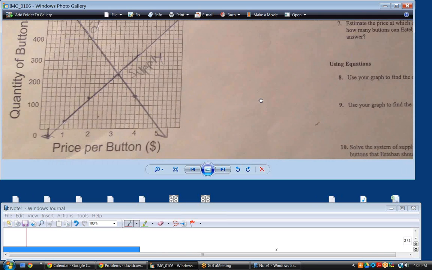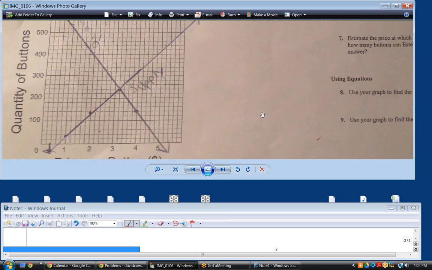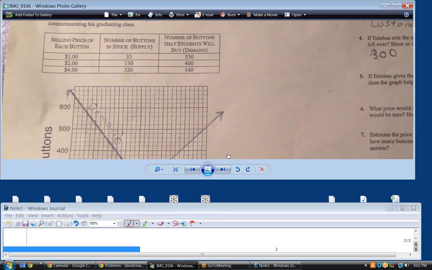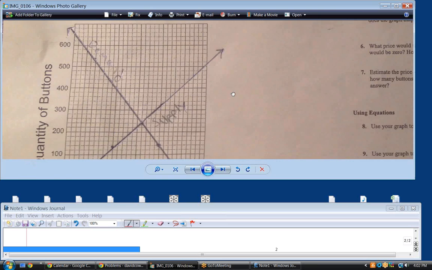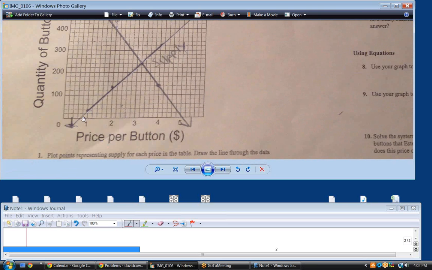So for 8, how would you come up with an equation for that supply graph? I don't know. First of all, I didn't have a chance to check whether that graph was accurate. Let's see. When 1 equals 35, 2 equals 130. Okay.